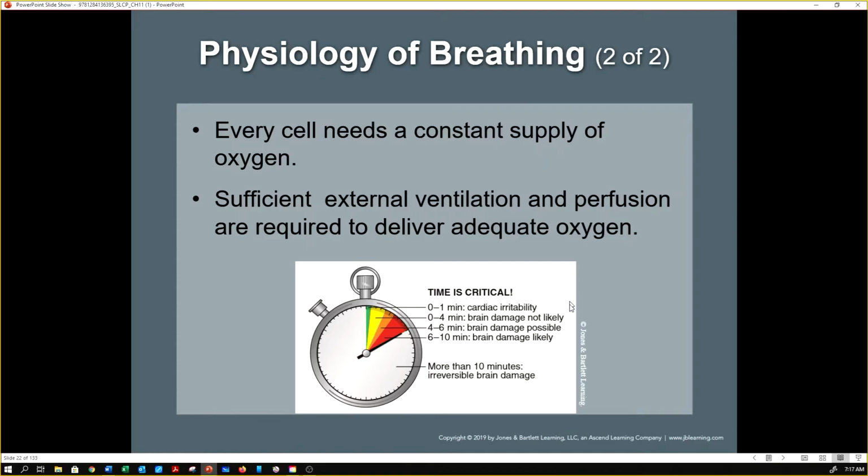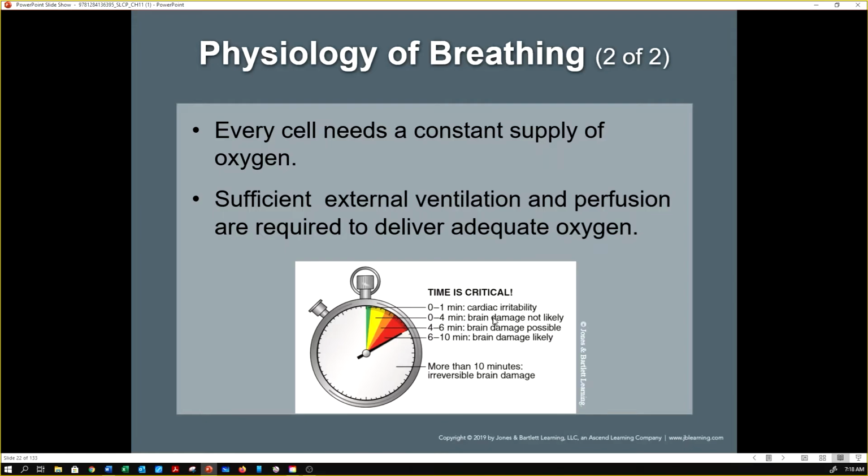And here's just an example of that. You can see where we have a little clock here, and so 0 to 1. And I don't want you to think of this as like the cardiac arrest model. This could be somebody who's just severely hypoxic. 0 to 1 minute, we're going to have cardiac irritability. And we know why, in a way. I mean, we've talked about it in class a little bit, but we can take it back to when we were talking about aerobic and anaerobic metabolism, and we can talk about having too much acid, right? We can talk about that.